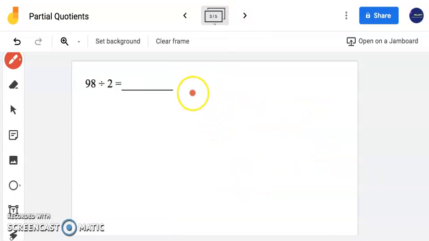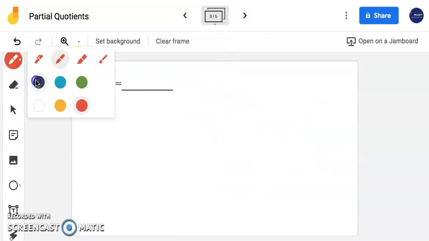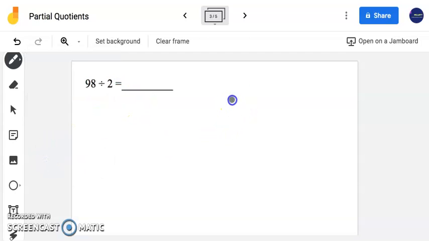So let's try again. Now we have 98 divided by 2. So again, I'm just going to rewrite this as 98 divided by 2. Now the first thing I'm going to do is just draw my line. I'll do this time in blue.